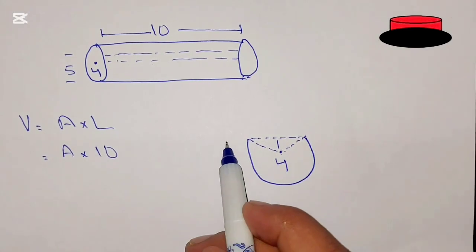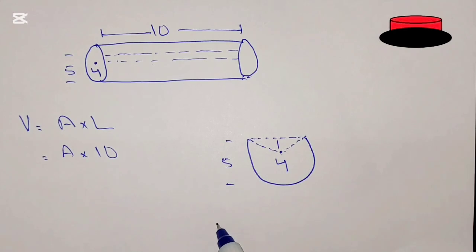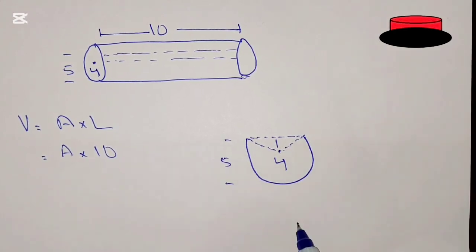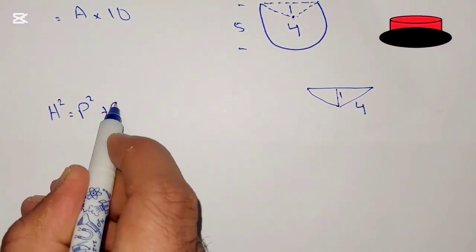So this will be 1. The total height is 5. So this is 5. And now we have the two things, the triangle and the segment. First of all, we are working on the triangle. So hypotenuse is 4, the base is 1, and we are using the Pythagoras theorem.